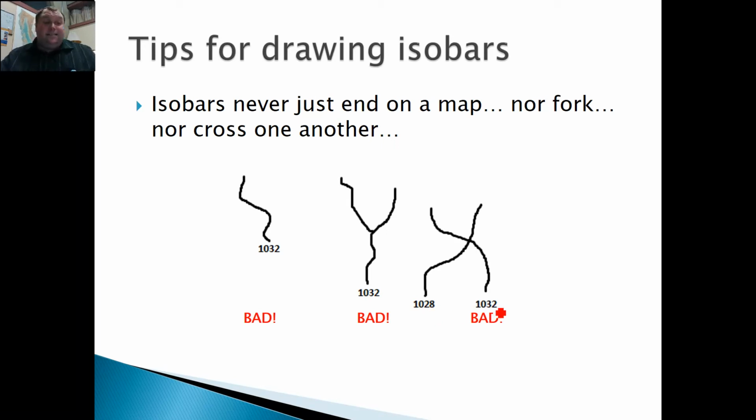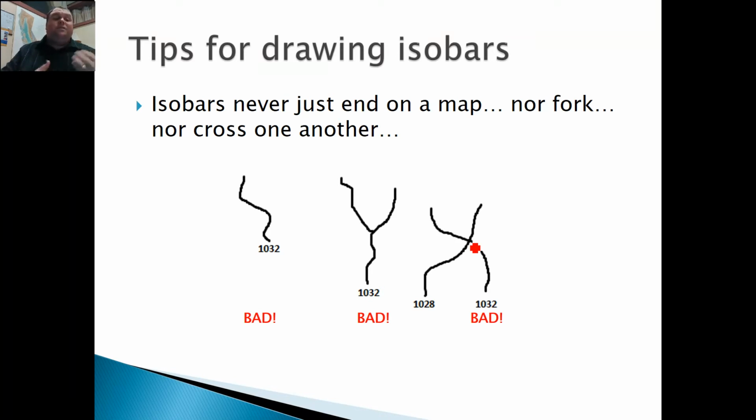Well, if they were to intersect, if they were to cross each other, that means that at this point right here, the pressure would be both 1028 millibars and 1032 millibars. That's like saying that you weigh 100 pounds and 70 pounds at the same time. It doesn't work that way. You can't have two different weights at the same time. Your weight is your weight. So you can't have two different pressures at the same time.